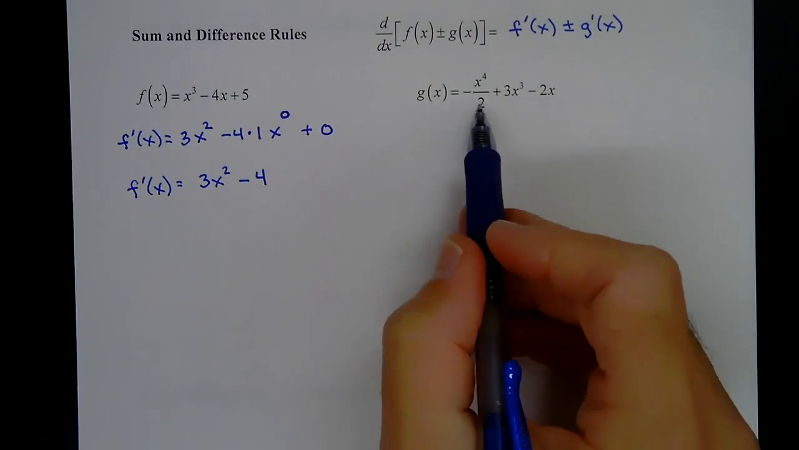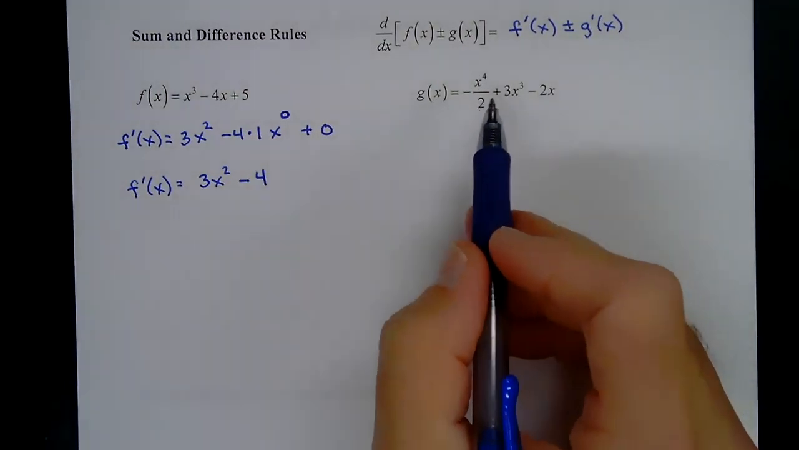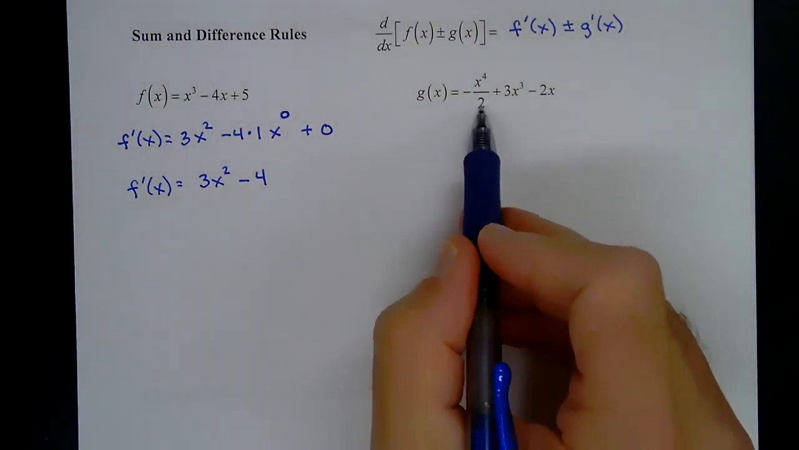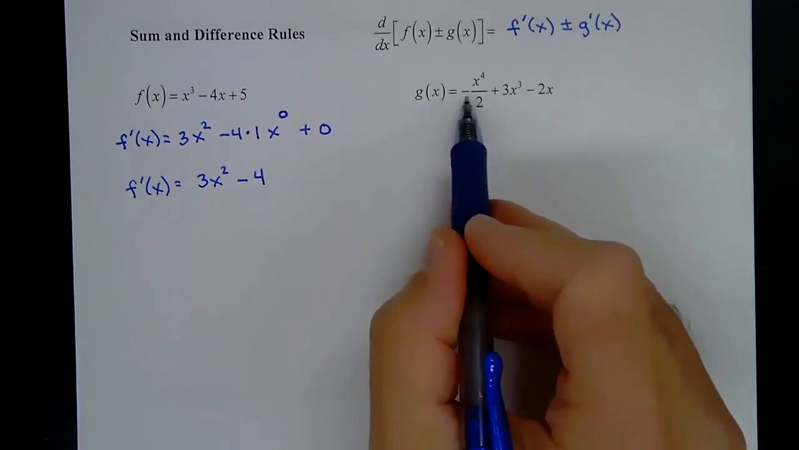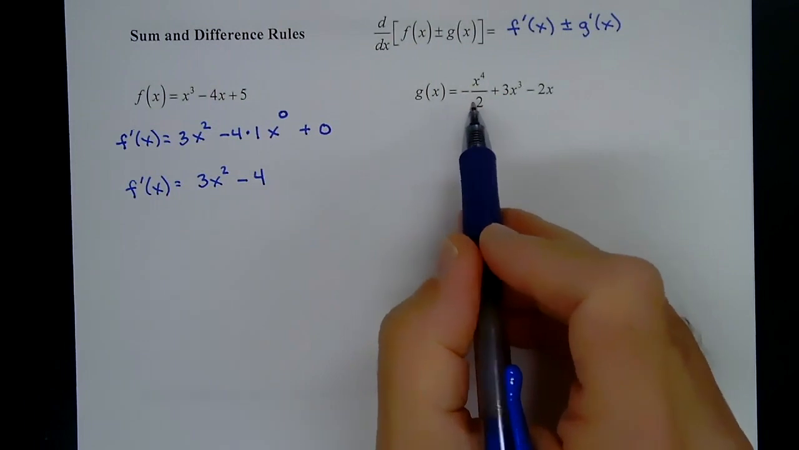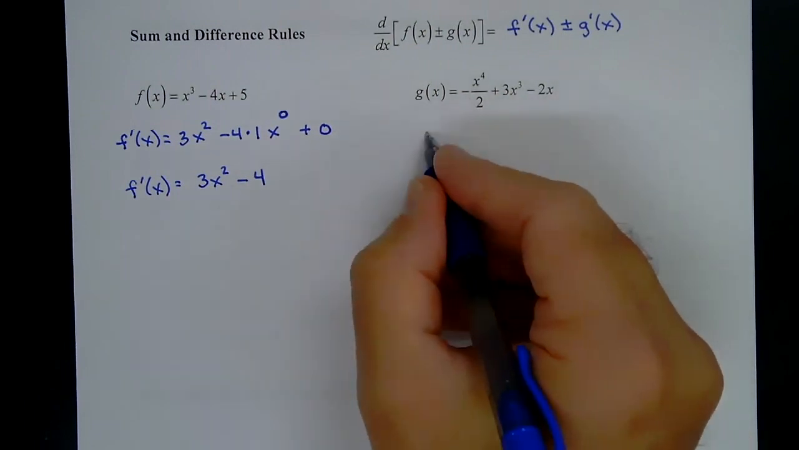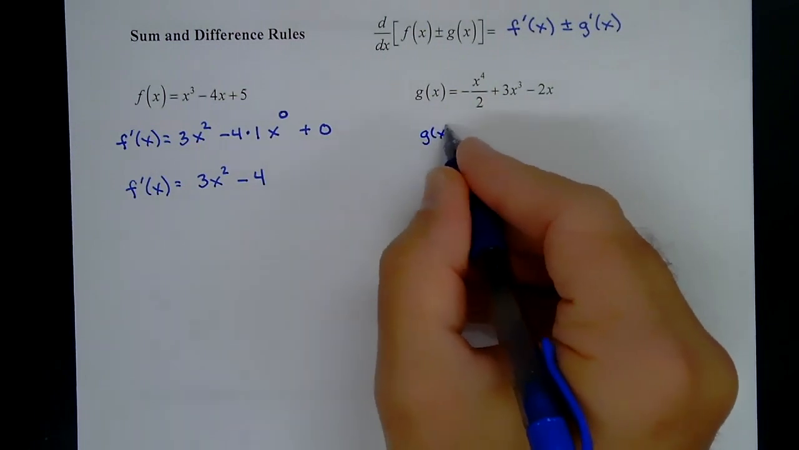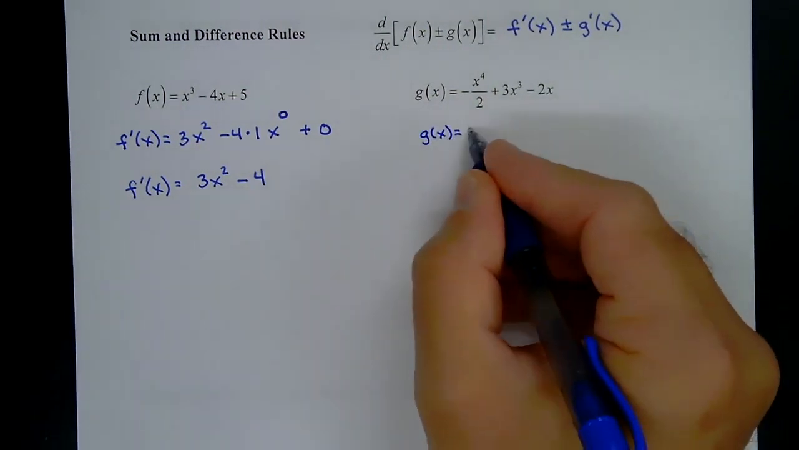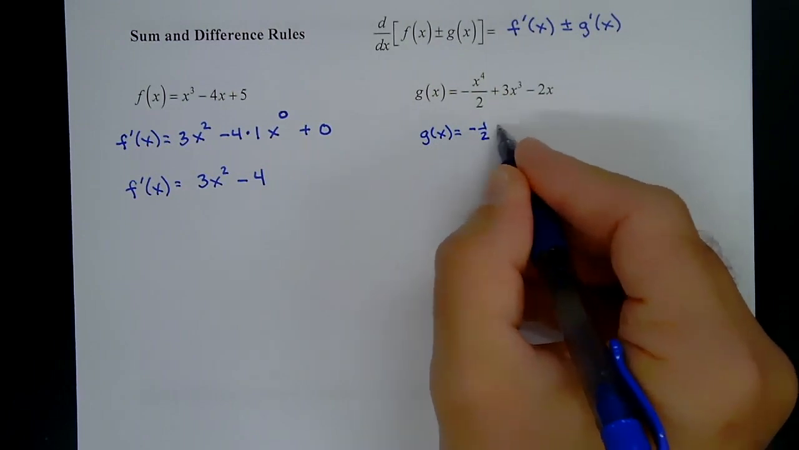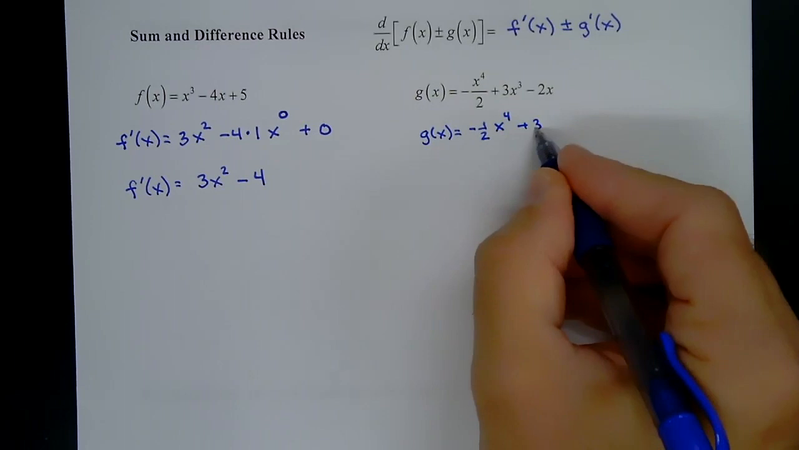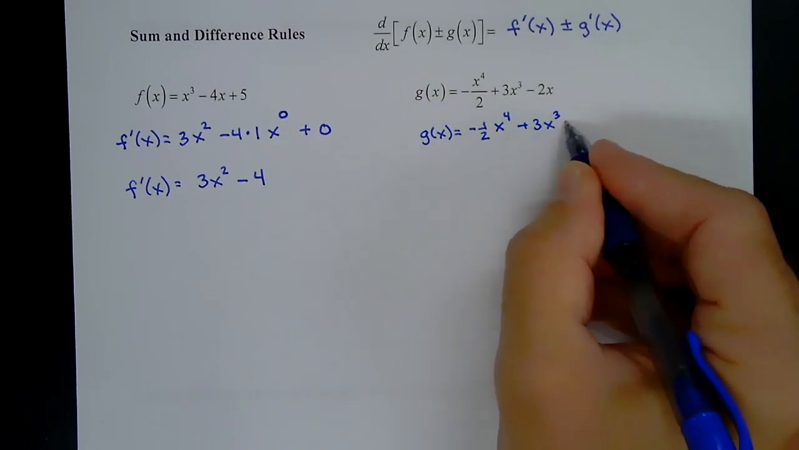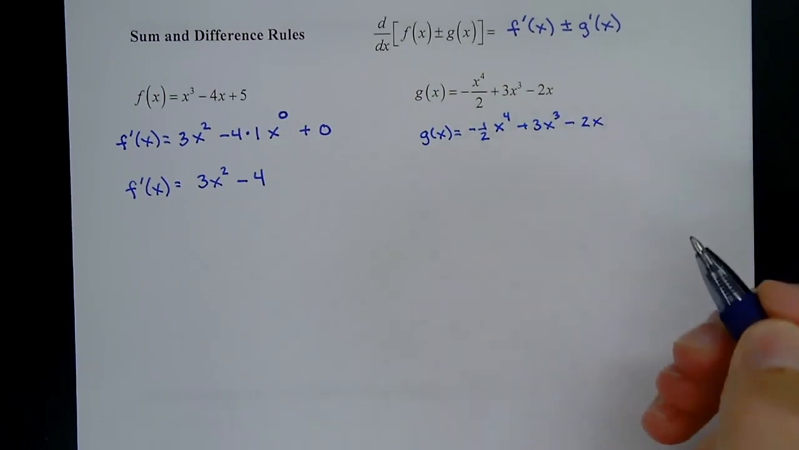Okay, how about for this next one? So this next one, we need to rewrite it first. We're dividing by 2, but we have a negative, so that's the same as multiplying by -1/2. So g of x needs to be rewritten as -1/2 times x to the 4th plus 3x cubed minus 2x.